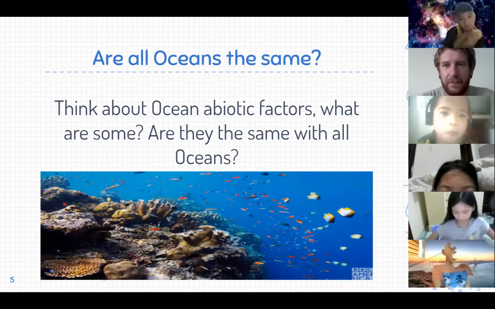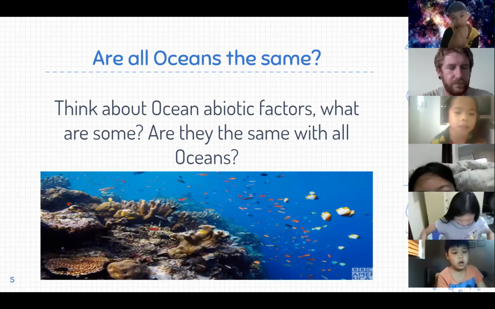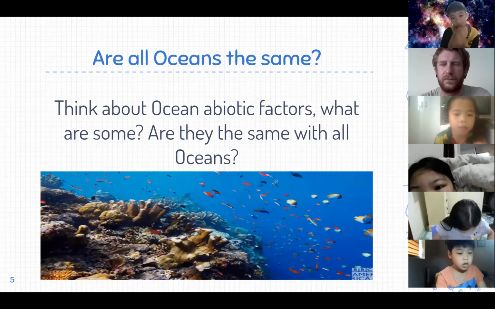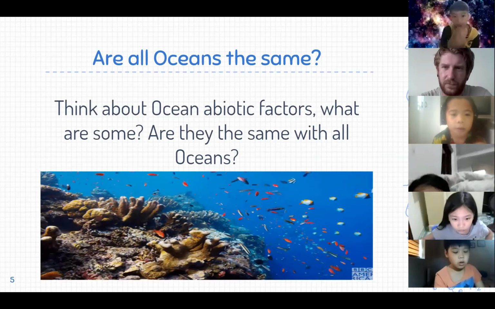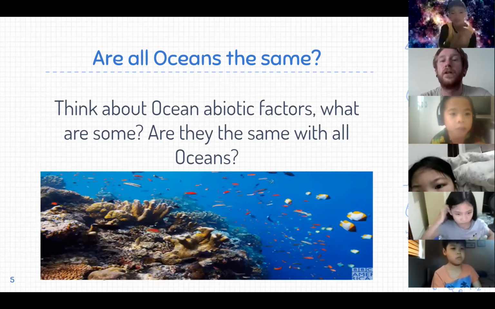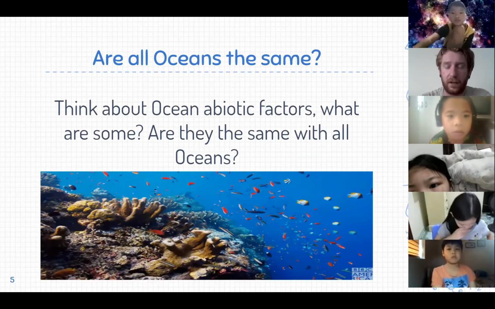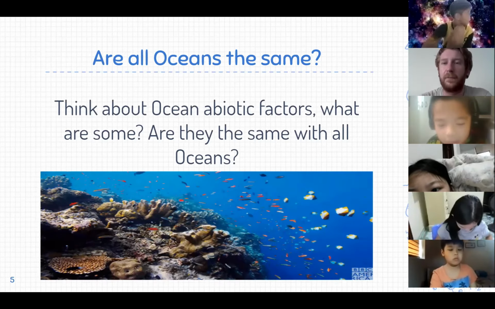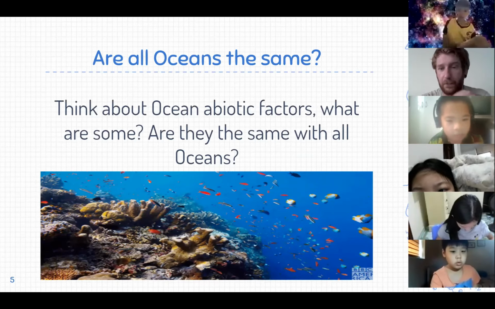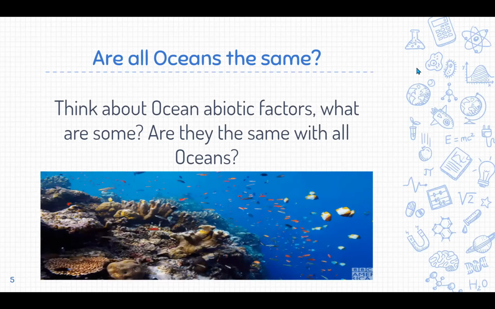Okay. Yes, Pumpkin. I think another abiotic factor is the temperature of the ocean. Yes, most definitely. I'm going to talk about that a lot. Good job, Pumpkin. Well done. Temperature is a huge one. I'm going to talk about that in a lot of detail, especially about coral reefs.